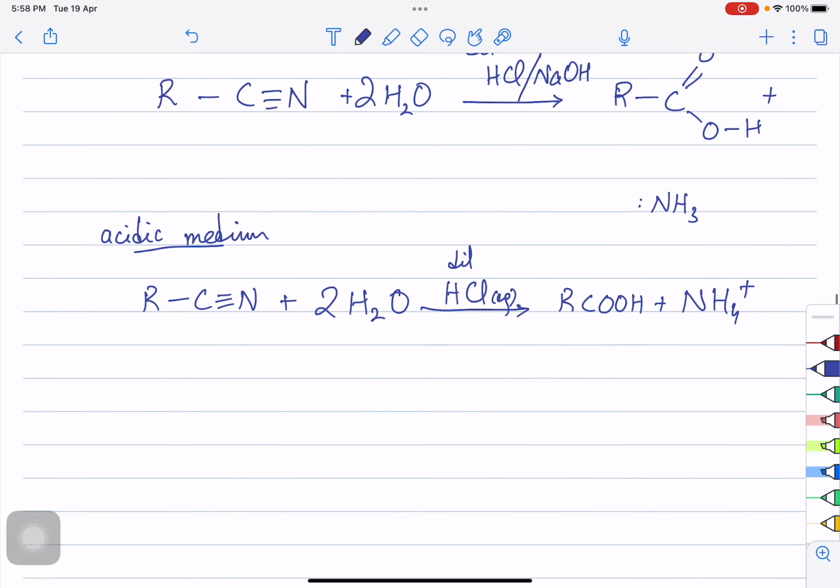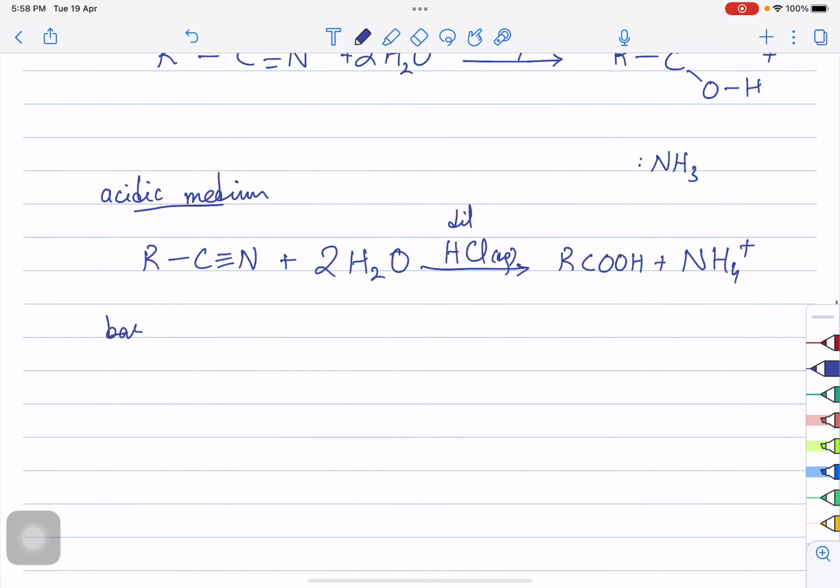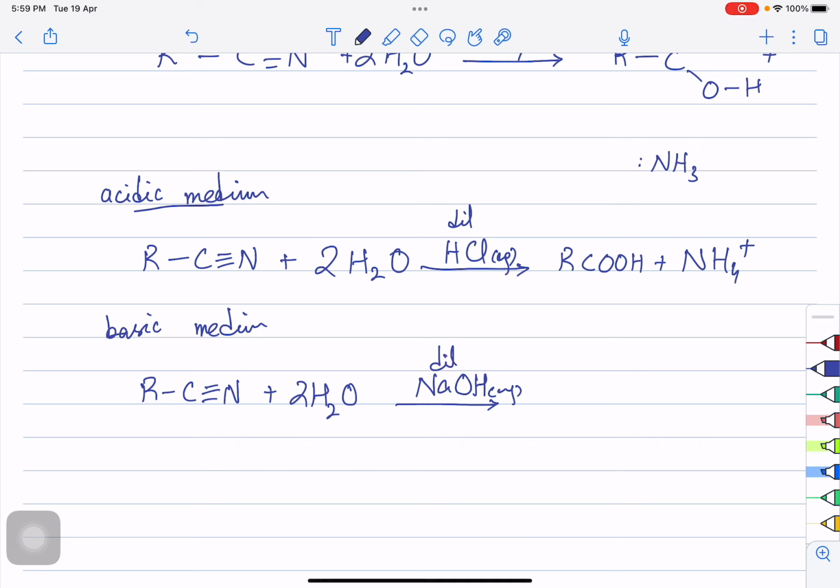Now if I do this same reaction in basic medium, let's suppose instead of HCl मैंने इस reaction में ये RCN तो है, मेरे पास नाइट्राइल है, वाटर ऐड कर दिया है, हाइड्रोलाइज कर दिया है, but I have sodium hydroxide aqueous solution. And what this does is it is going to produce RCOOH. Obviously it's also going to produce NH3.